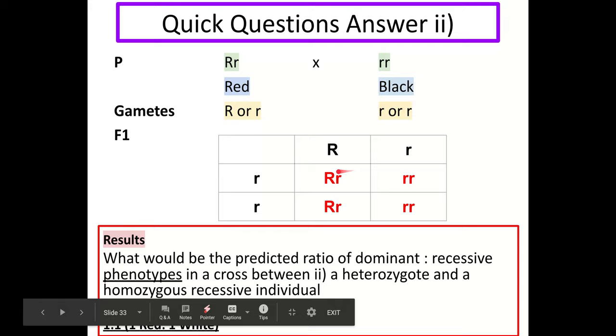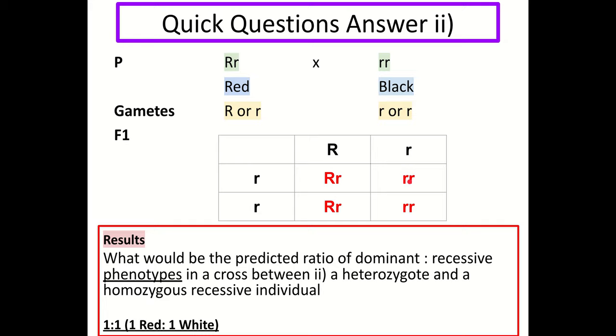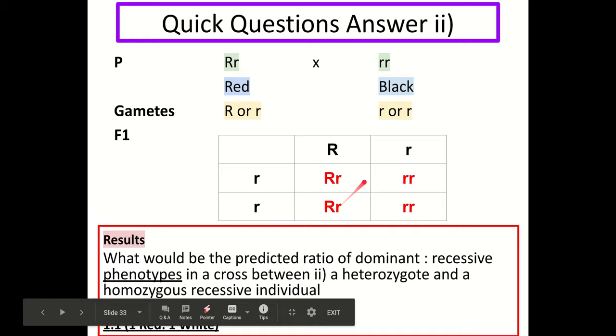I want to know the ratio of dominant to recessive phenotypes. In this example, I would have two that were red and two that are black. So my final answer has to be two red to two black, or one red to one black, because I can then shorten my ratio down. 2-2 isn't correct because it's not the simplest whole number. Now there's a wee mistake down here. It should be one red to one black for this one.